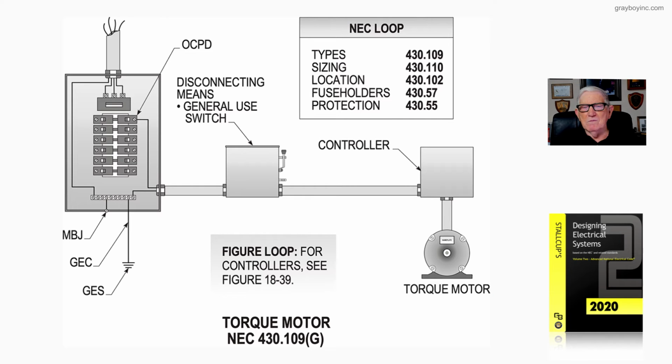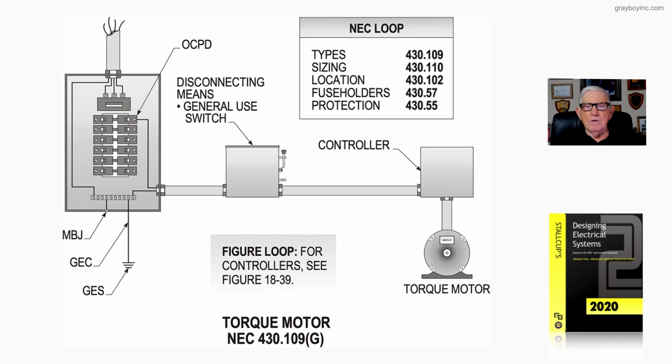But sometimes people say, where can this disconnect be located? Well, remember your location is 430.102. And the definition of in sight, within sight, and so forth is in Article 100 of the NEC, around page 37 of the code book. And if you wanted to fuse this disconnect and let it provide overload protection or back up your overloads, then look at 430.55 and 430.57, and that information can be found there.